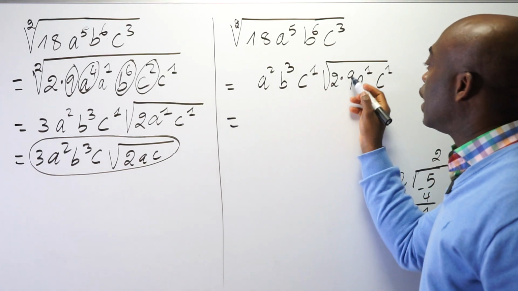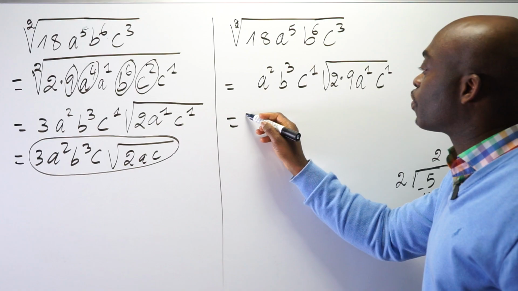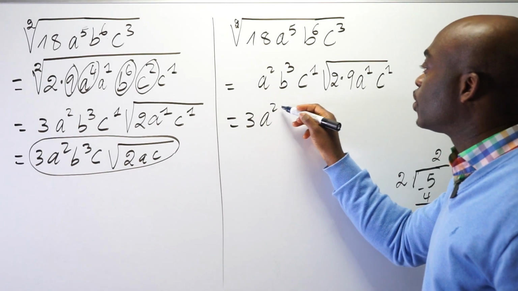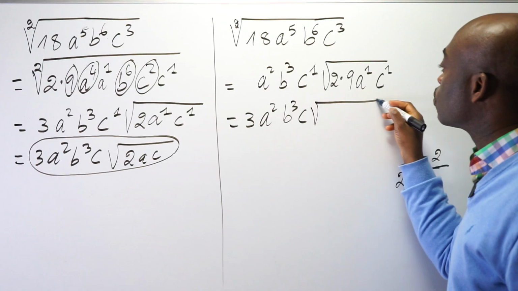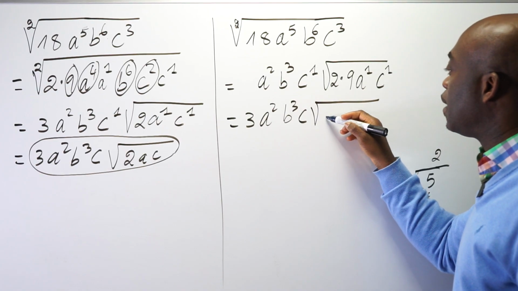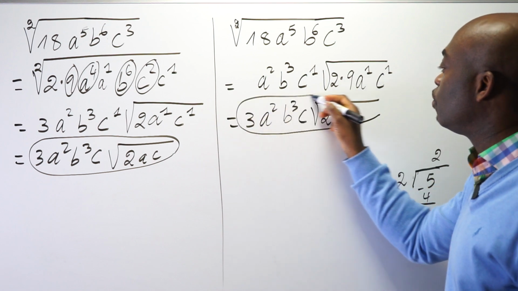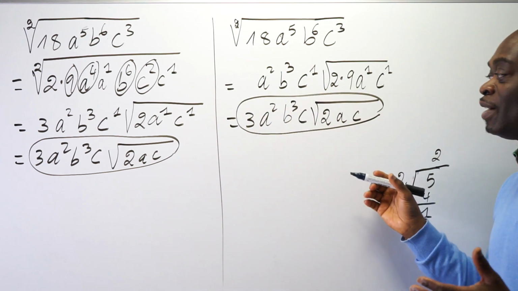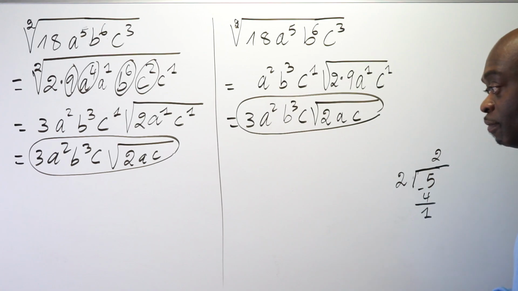So then anything also that is left for the number, square root of 9, which is 3, goes out. So we have 3, a2, b3, c, square root of 2, a and c. Ladies and gentlemen, you are finished with this one as well. Here it is: same answers, different methods. All right? Thank you.